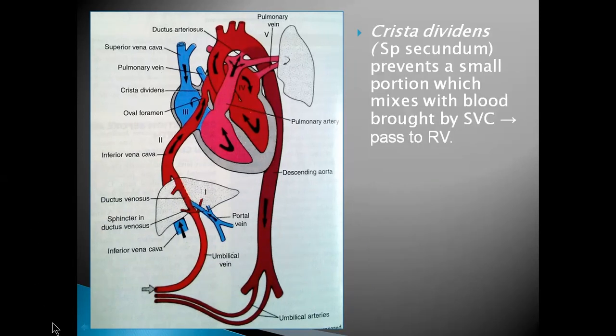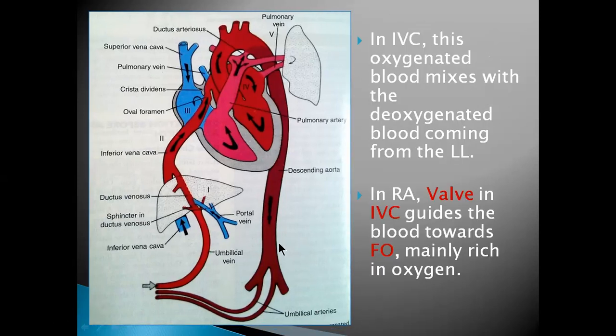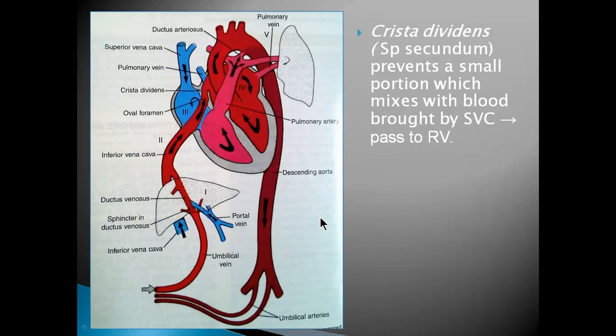From the right atrium, blood will go to the left atrium through the foramen ovale mostly. But a small amount will be prevented from entering by the crista dividens. Now, what is the crista dividens? It is nothing but the septum secundum. It will prevent a small portion, which mixes with the blood brought by the superior vena cava.